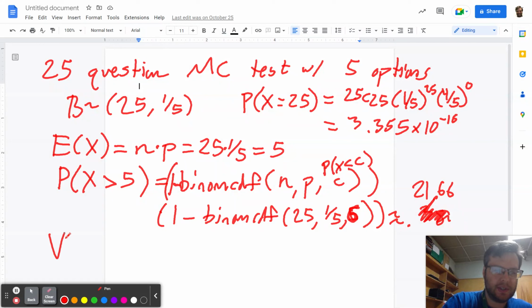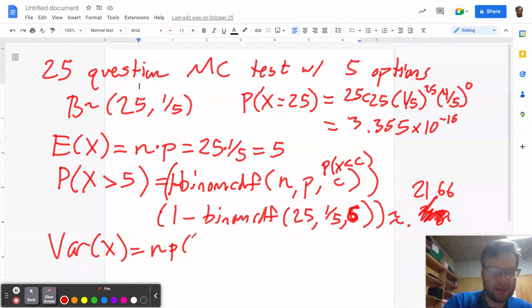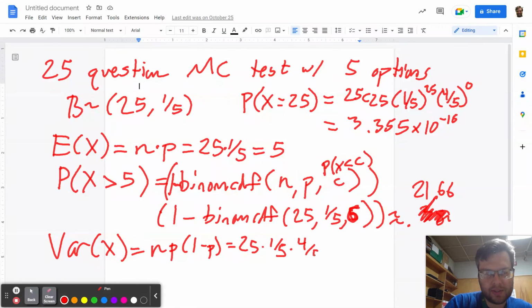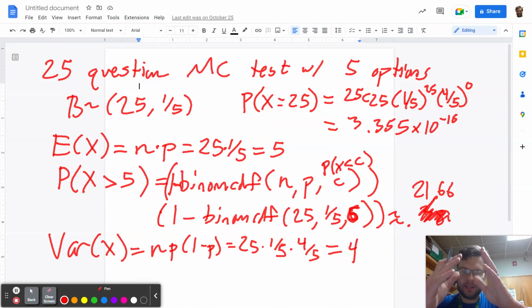Last thing I wanted to show you with this example is the variance of X is np times 1 minus p. So 25 times 1/5 times 4/5, which ends up being 4. And that tells you, the bigger the variance, the more spread out your probabilities are. So if you have a big variance, that means that you are expecting values that are very far from the expected value. If you have a small variance, your values are going to be very clustered around there. 4 is not an especially big variance.